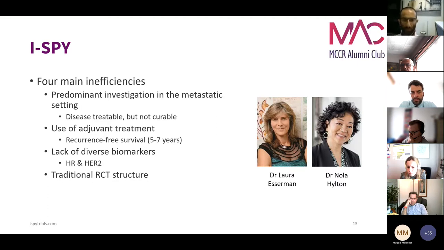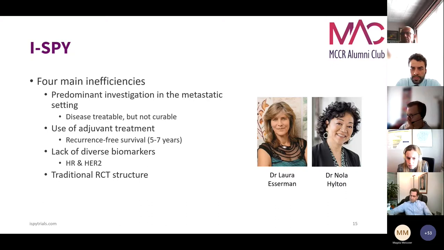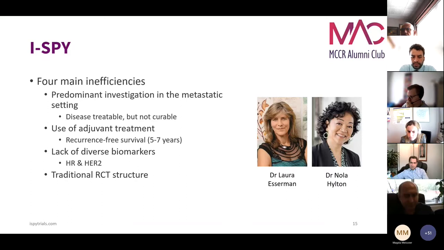It was mainly hormonal and HER2. Also, because of the time it was, and now we're kind of moving in different directions, but that's what set it up. And also, the traditional randomized clinical trial structure, as Paula mentioned in the past, is that it's not always morally right to keep on including patients to a study you think it's not doing so well, but also not having other trials to include patients in.